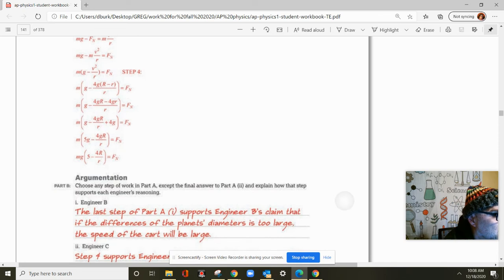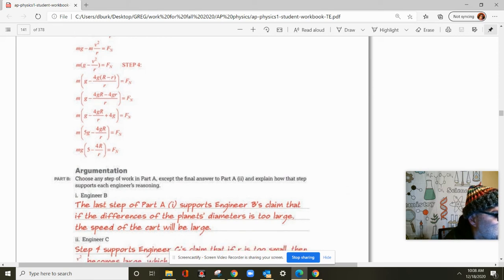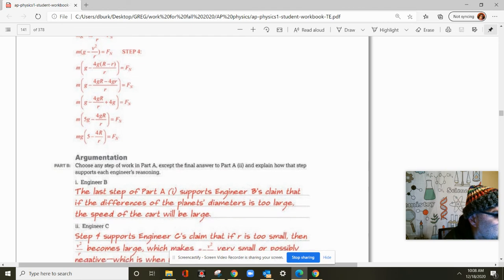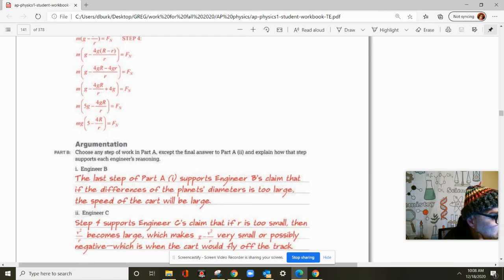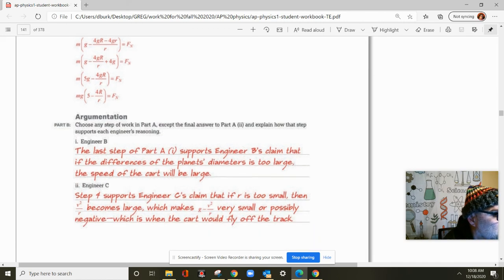And now everything's got a g in it. They divided everything by little r, I mean. So that you had g plus 4g, that makes a 5g. And then the g's canceled, and basically 4 times the radius of Jupiter divided by the radius of Neptune subtracted from 5 times mg will give you the normal force.